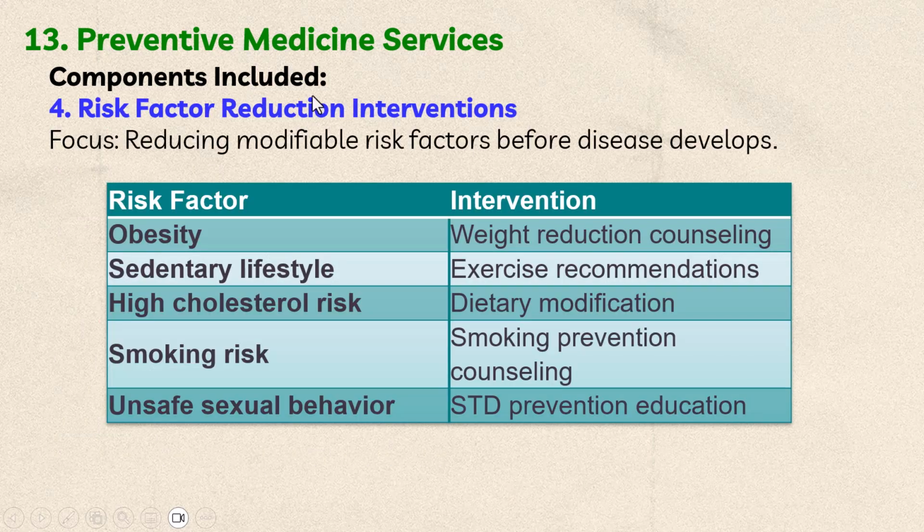Fourth, risk factor reduction and interventions. The focus here is reducing modifiable risk factors before disease develops. So some of the risk factors and interventions are listed here. For obesity, weight reduction and counseling. Sedentary lifestyle, intervention is exercise recommendations. High cholesterol risk, dietary modifications. Smoking risk, smoking prevention and counseling. Unsafe sexual behavior, STD prevention education.